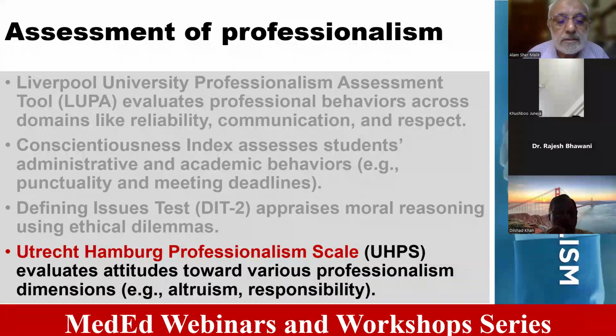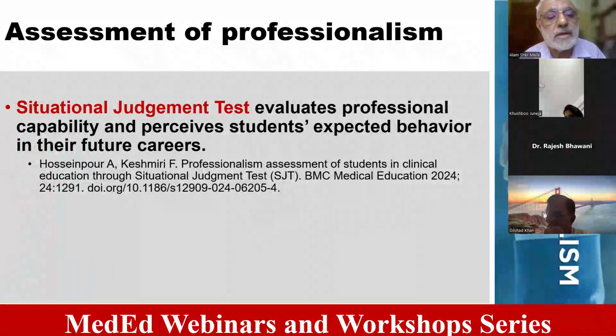UHPS evaluates students' attitude towards various professionalism dimensions such as altruism and responsibility. And the Situational Judgment Test evaluates professional capability and perceives students' expected behavior in their future careers. So you see, there are a number of tools to choose from. So based on the usefulness of these assessment tools, we can pick one or two to assess our students based on our particular situation. Obviously, some of these tools may be modified to meet our institutional requirements.